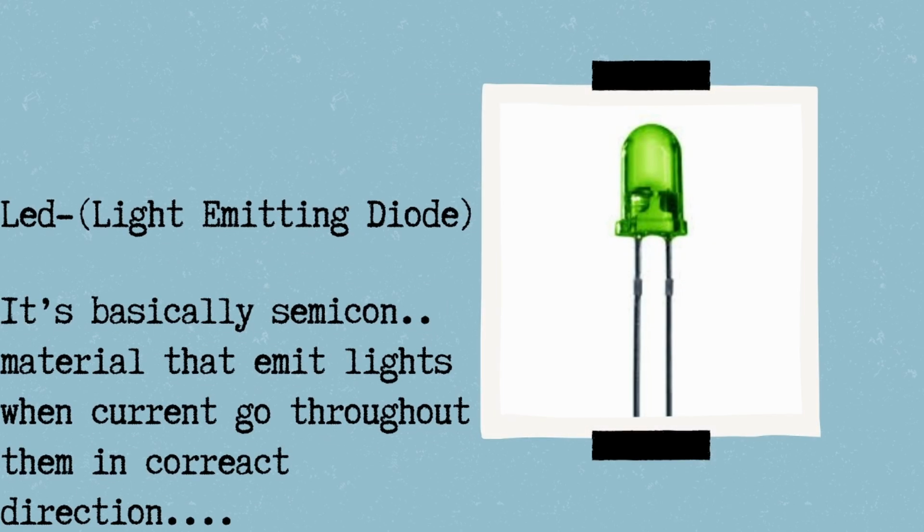LED stands for light emitting diode. It is basically a semiconductor material that emits light when current goes through it in the correct direction. You have two terminals: positive, known as anode, and negative, known as cathode. The current goes from high voltage to low voltage.